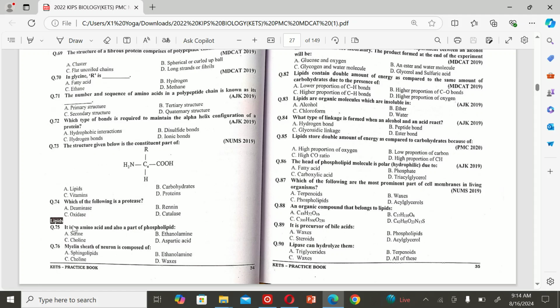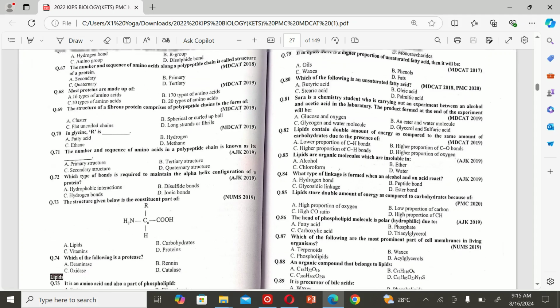The next MCQ is: it is an amino acid and also a part of phospholipids. A. Serine, B. Ethanolamine, C. Choline, and D. Aspartic acid. The correct option is A. The next MCQ is: the myelin sheath of a neuron is composed of A. Sphingolipids, B. Ethanolamine, C. Choline, and D. Waxes. The correct option is A, sphingolipids.